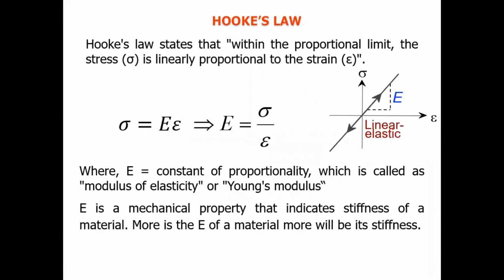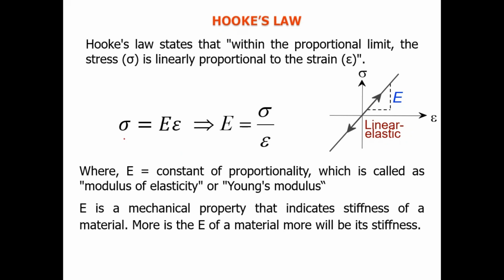Hooke's law. Hooke's law states that within the proportional limit, the stress is linearly proportional to the strain. Hooke is the name of a scientist. What is meant by proportional limit? Proportional means when we apply the stress, strain increases constantly. That is the proportional limit. So according to him, within the proportional limit, the stress is linearly proportional to the strain.